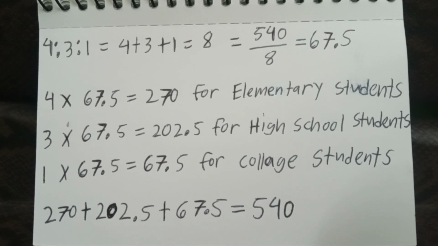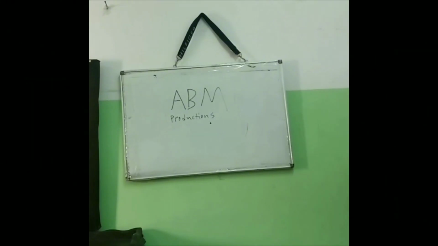So 4 times 67.5 will give us 270 for the elementary students. And 3 times 67.5 will give us 202.5 for high school students. And finally, 1 times 67.5 will give us 67.5 for college students. So if you sum all of this up, this will give us 540 students. 270 plus 202.5 plus 67.5 will give us 540 students.